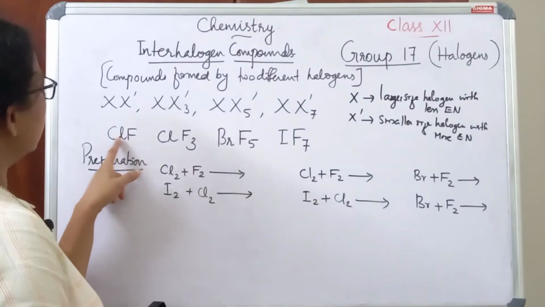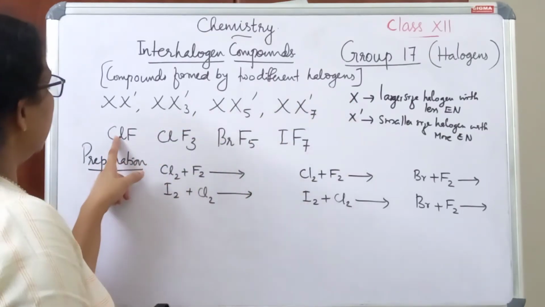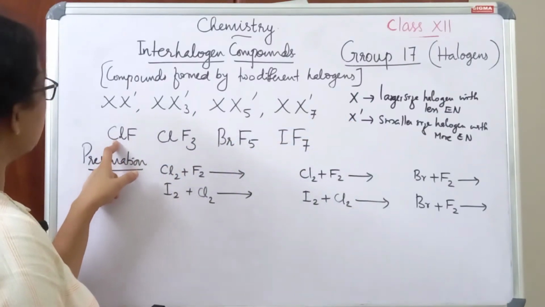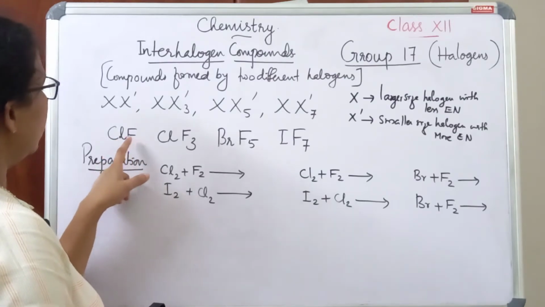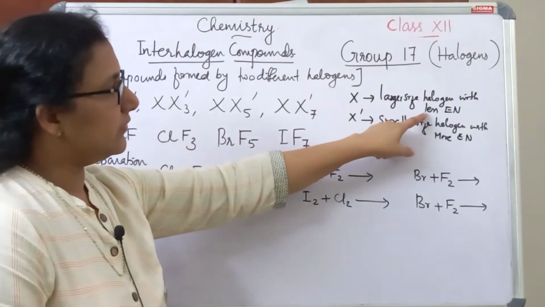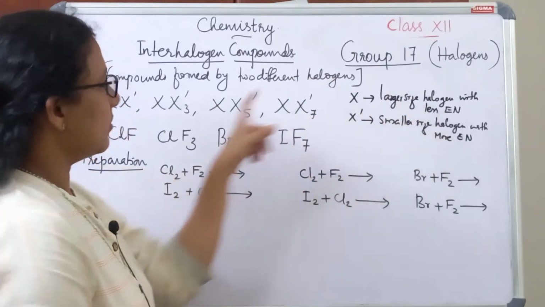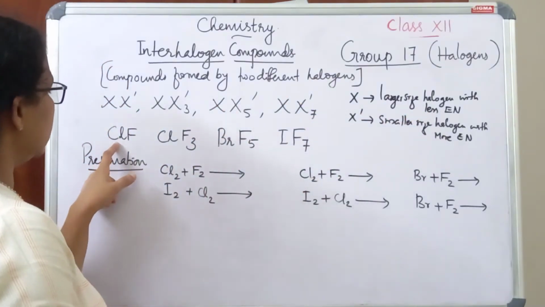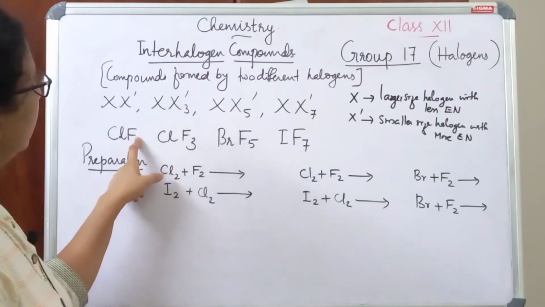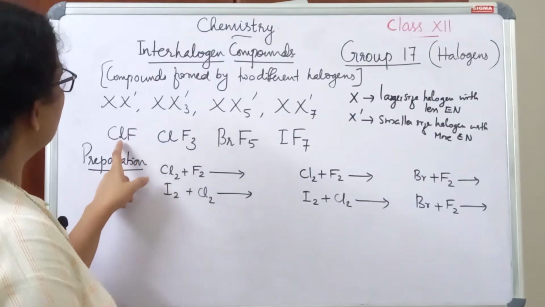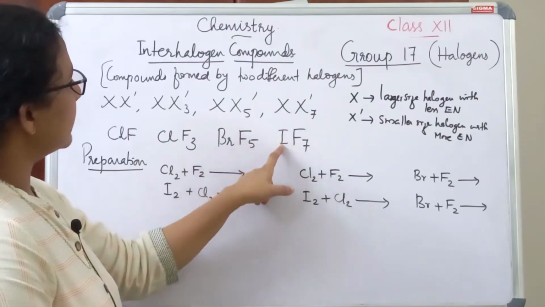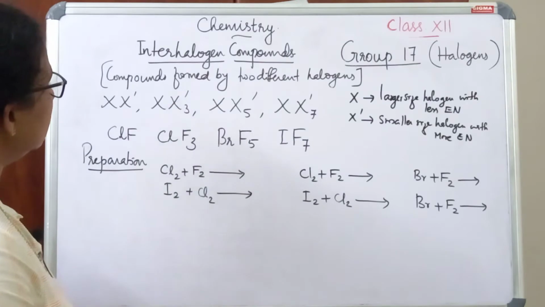Considering ClF, X is Cl and X' is F here, and Cl is a larger size halogen which is larger than F, and fluorine is smaller than Cl. And also the electronegativity, X should be having less electronegativity. So Cl is having less electronegativity and F is having more electronegativity. So ClF, ClF3, BrF5, IF7 are examples of these types of interhalogen compounds.